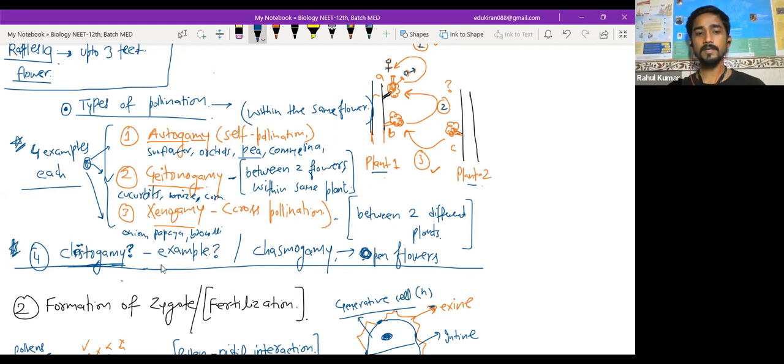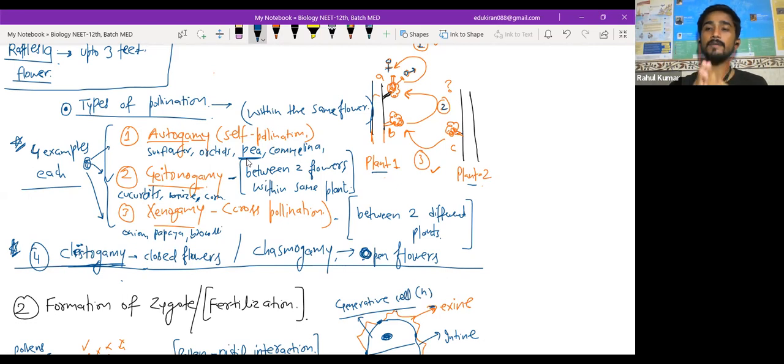And cleistogamy is closed flowers. So let me write it here for you, as we were discussing in class. Cleistogamy is producing closed flowers. For example, pea is an example of a cleistogamous flower. These flowers do not open; they always remain closed. So the anther and pistil both are inside, and the flower is closed.